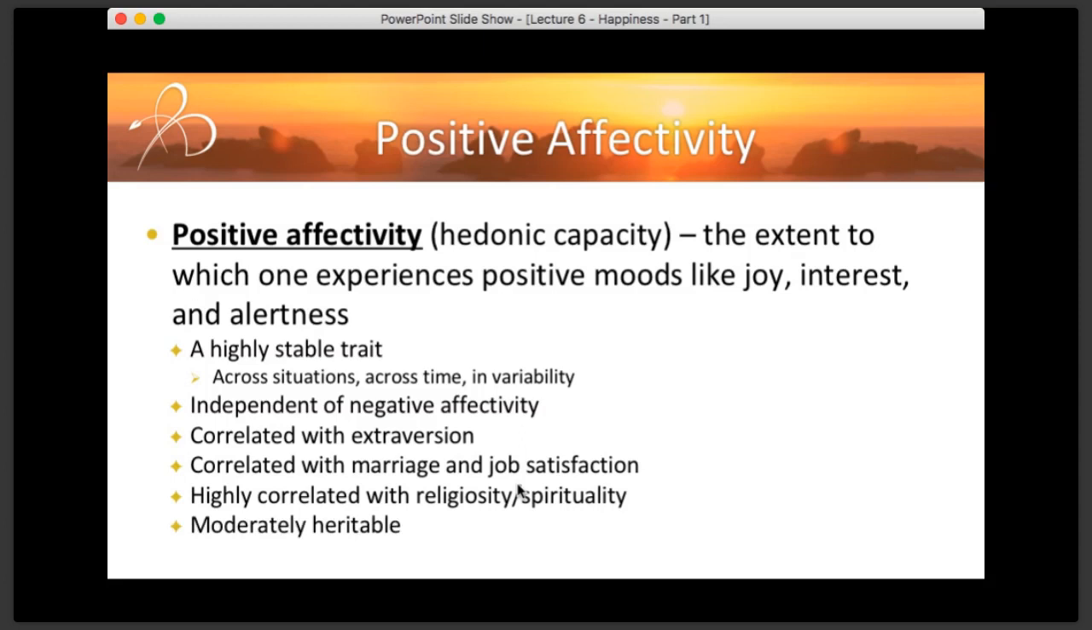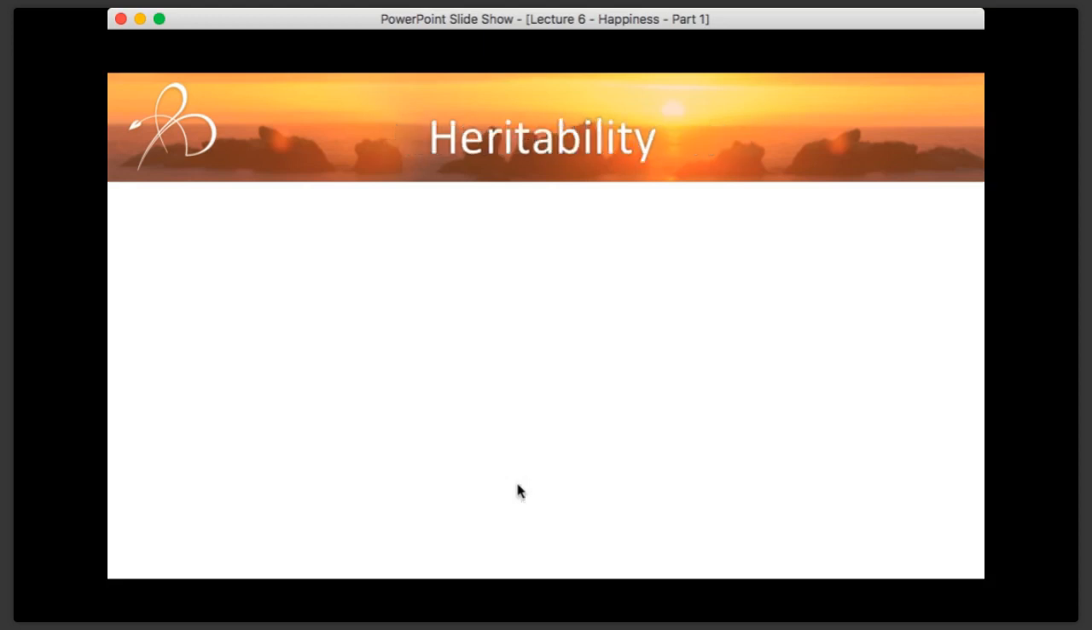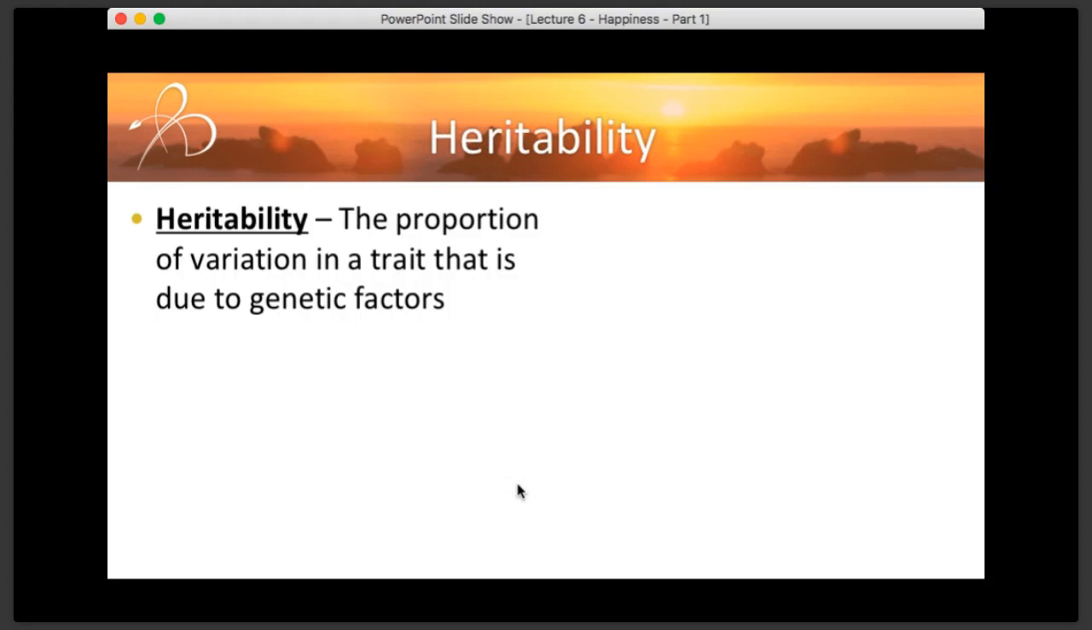Positive affectivity is moderately heritable. Interestingly, the latest research that I read showed it at a 0.4 heritability, whereas negative affectivity had a 0.55 heritability. We're going to talk about that on the next slide. So heritability is the proportion of variation in a trait that's due to genetic factors. This is not what people assume.